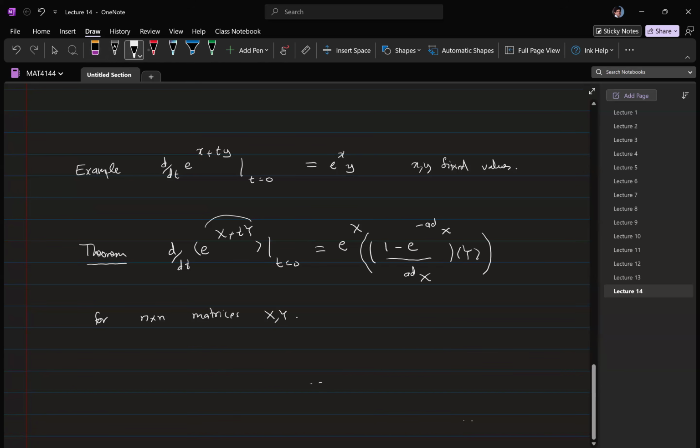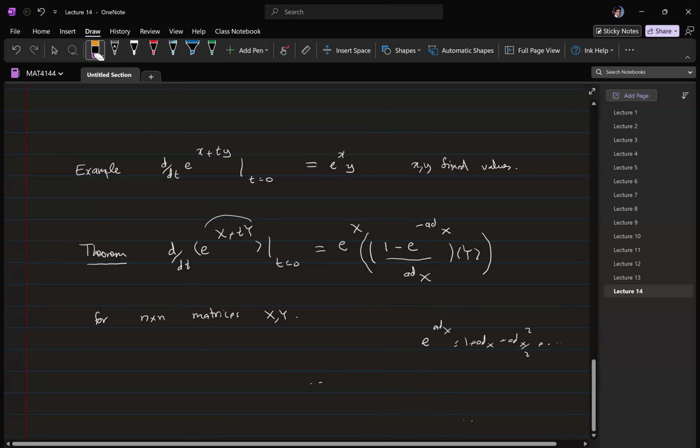So e to the ad x is clear. I mean, by e to the ad x, this is just like 1 plus ad x divided by 2 plus 1, like just repeat ad x. Okay. What does division by ad x mean here? Can you explain?